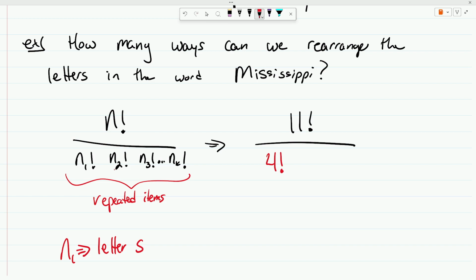And then the next item is going to be the next repeated item. So that's going to be the letter I. So we have 1, 2, 3, 4 I's. So that's 4 factorial. And finally, we have the last repeated object, which is going to be the letter P. And that's going to be 2 factorial.